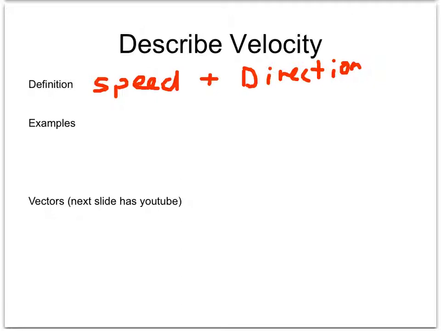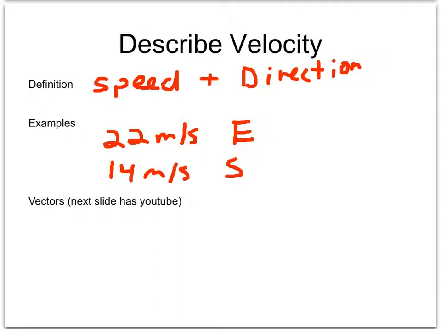So some examples would be, say you're going 22 meters per second. That would be a speed. A velocity would just be adding a direction to that. So for example, east. That's an example of velocity. Or 14 meters per second south. Again, that's a velocity. It includes both the speed, which is the magnitude, and the direction.